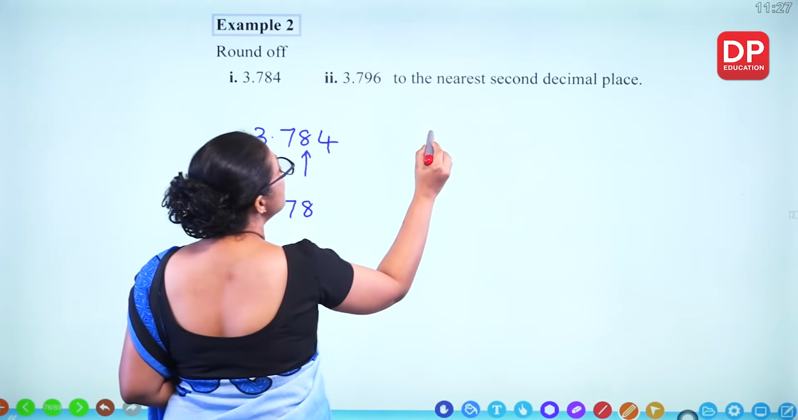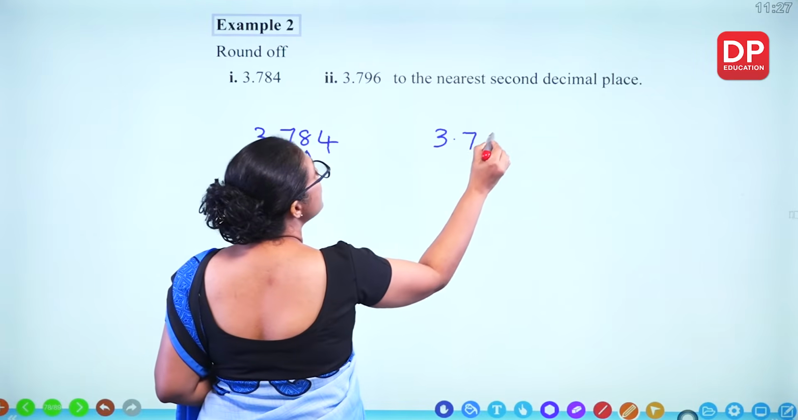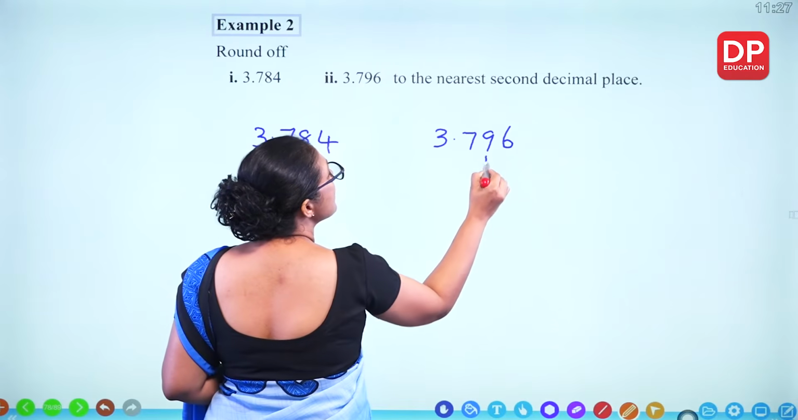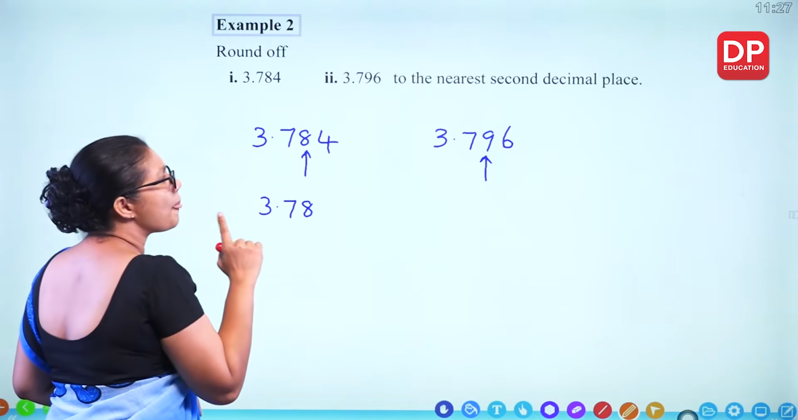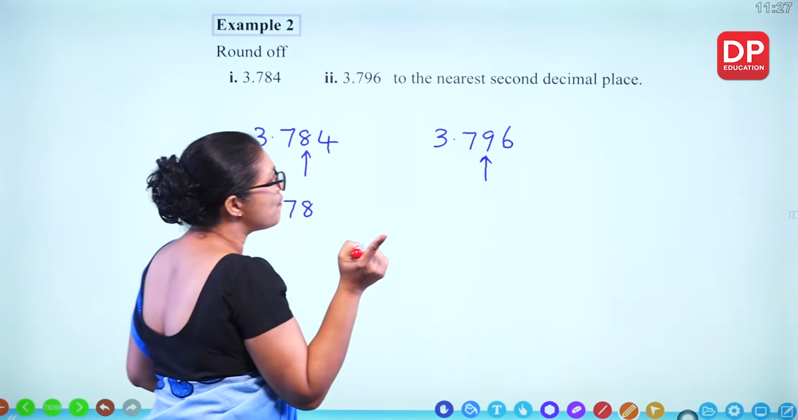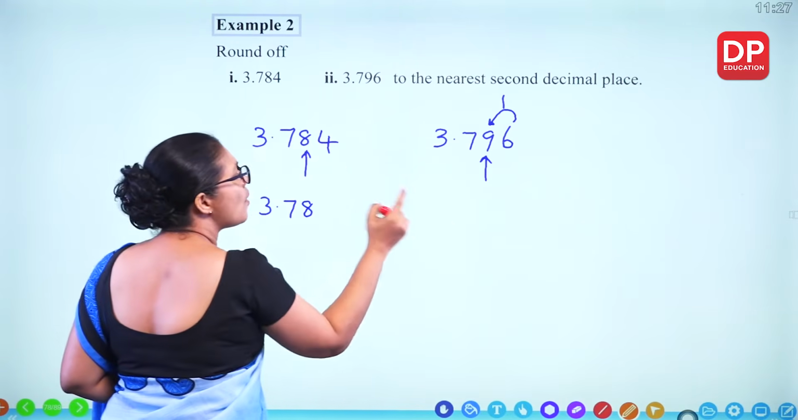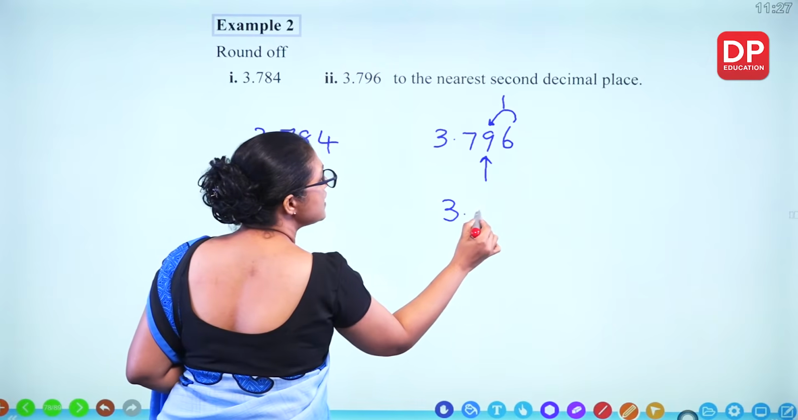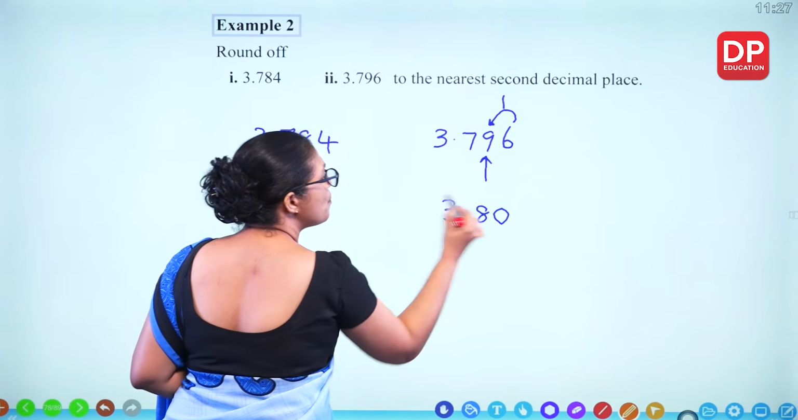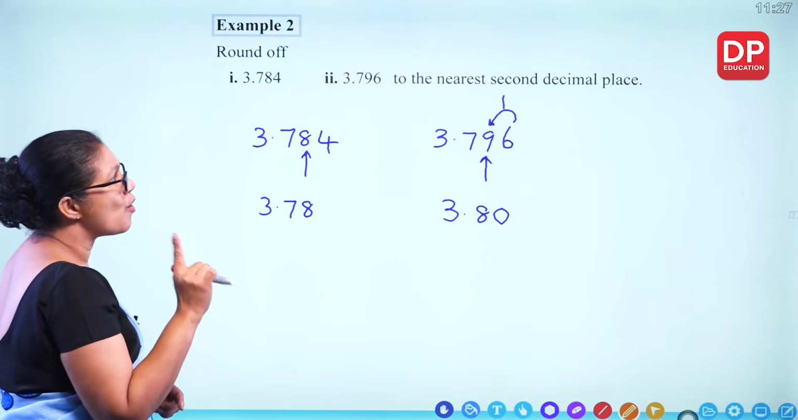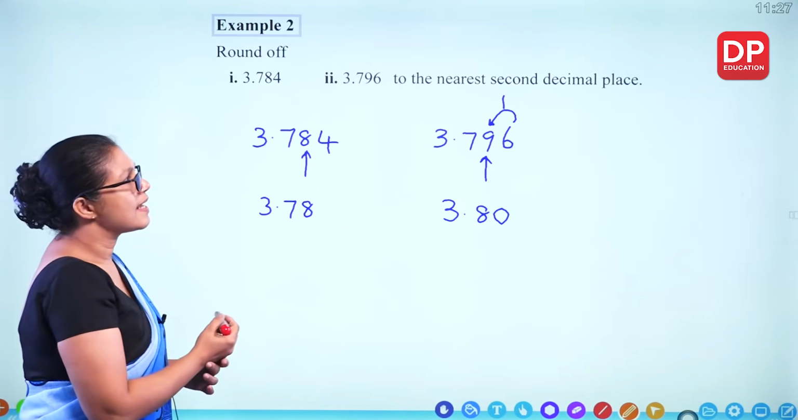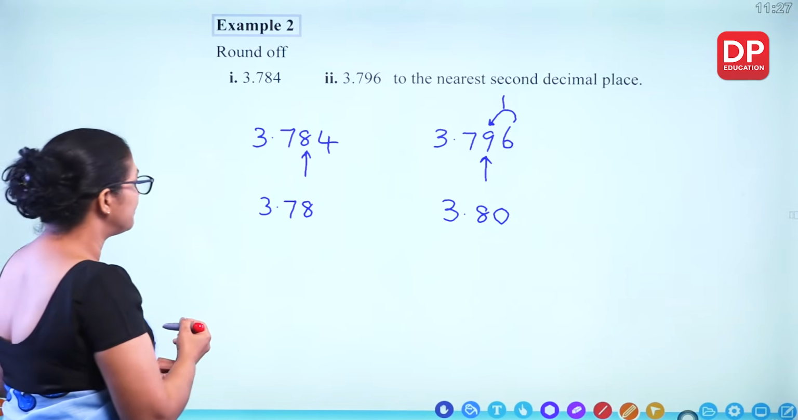This number, 3.796. Second decimal place is this. The next number is more than 5. So you need to add 1. So when you are adding 1, this becomes 3.8. You have to put a 0 there because this is rounded to the nearest second decimal place.